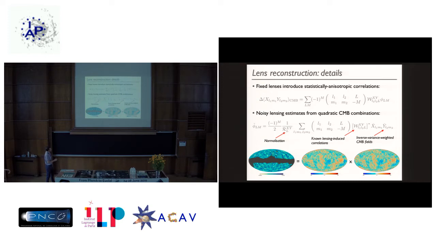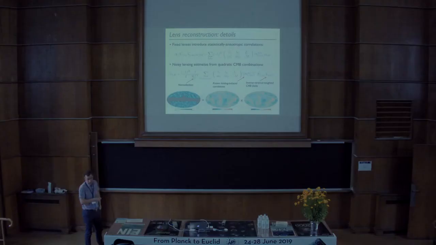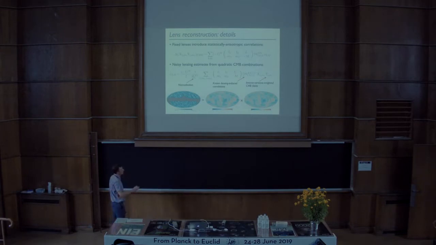The details of this aren't important. There's some geometric coupling term, which is just the spherical analog of a delta function. But the important thing is you take a pair of CMB fields, and these can be temperature or polarization. You inverse variance weight them to make the estimate more optimal, and then you combine them in such a way. So you're taking two CMB fields, convolving them in some way to pull out the CMB lensing.